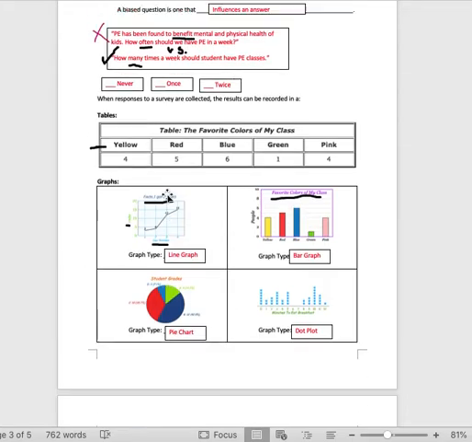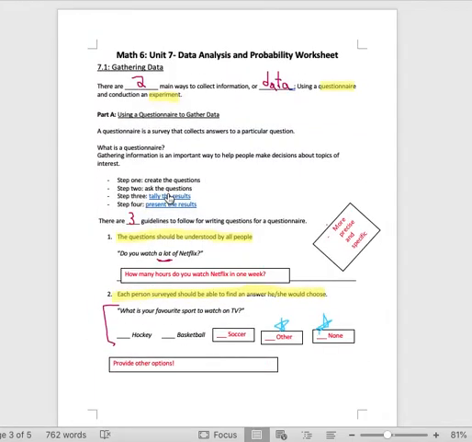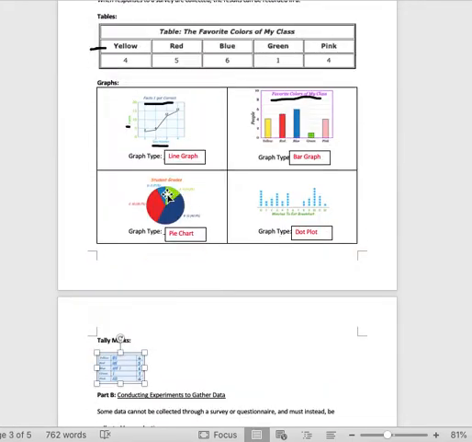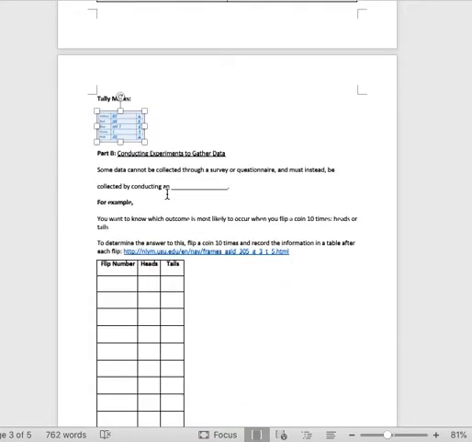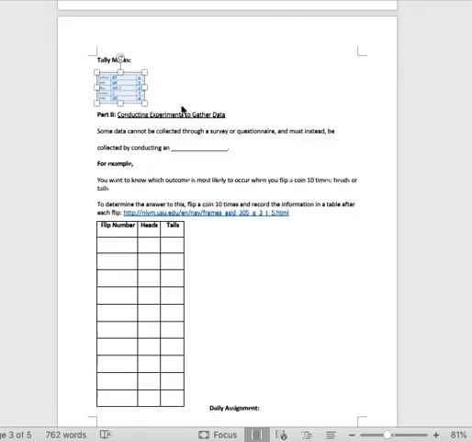So that is collecting data, gathering data with a questionnaire. All right. Now what we're going to talk about is part B, conducting experiments to gather data. The first one that we talked about is just going around and talking to people. This one is where you actually conduct an experiment, because sometimes you cannot collect data through just surveys and questions. Sometimes you actually have to do an experiment. And a lot of your assignment today is going to be around those experiments.